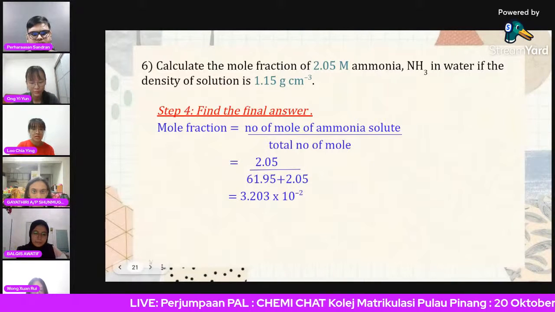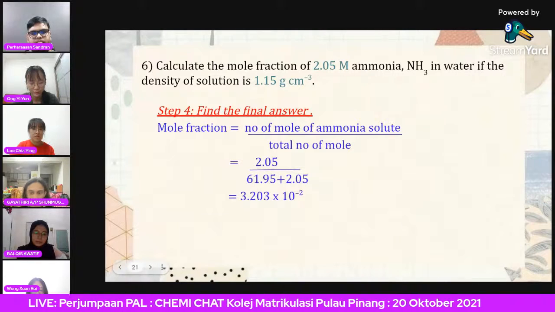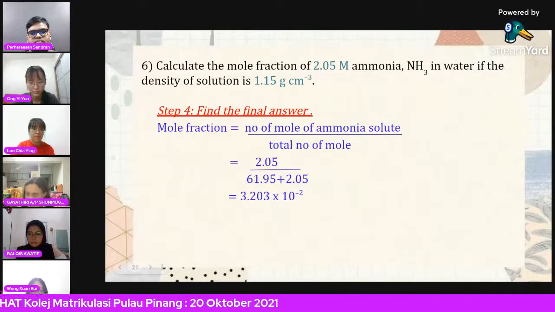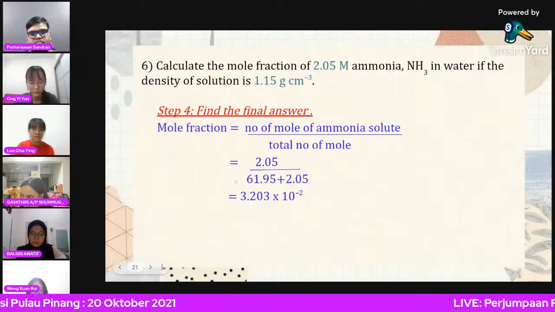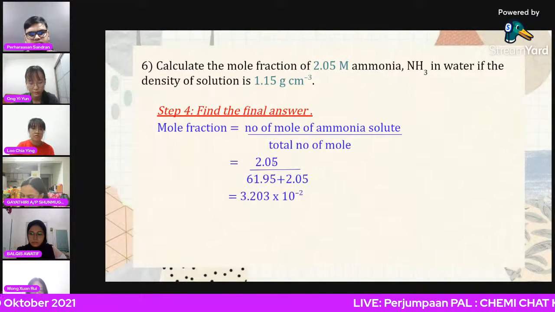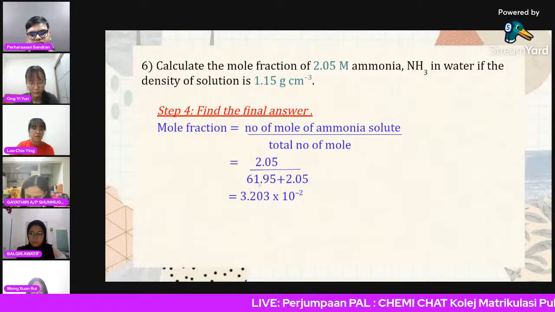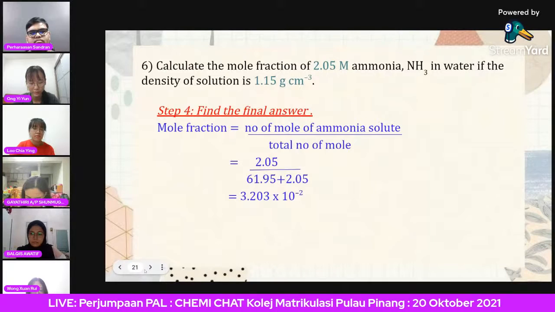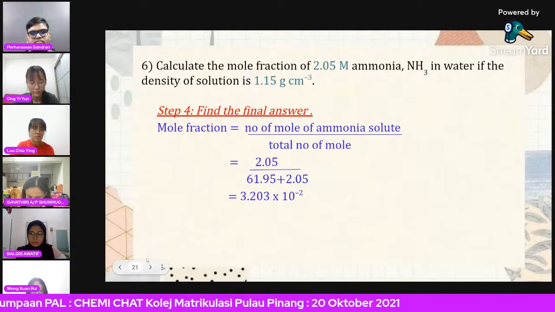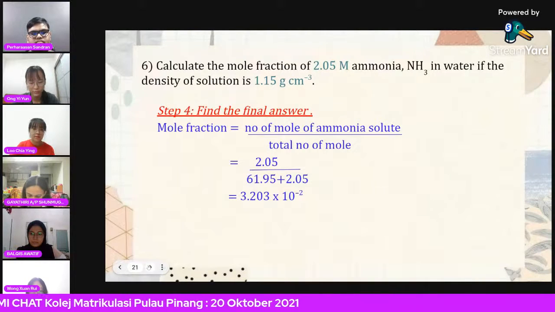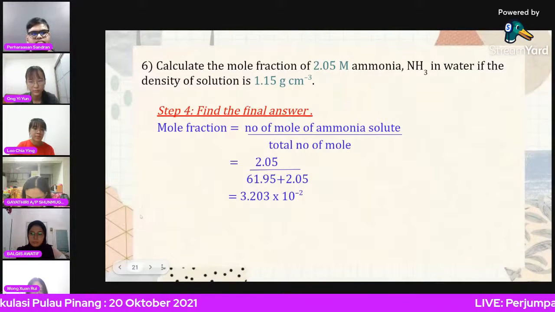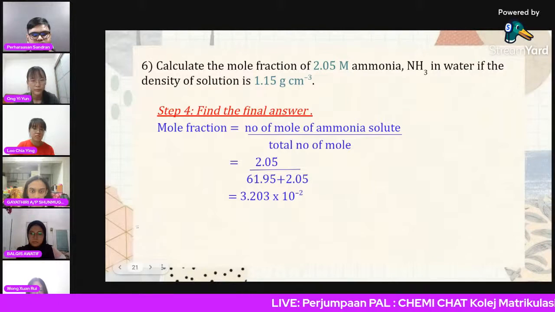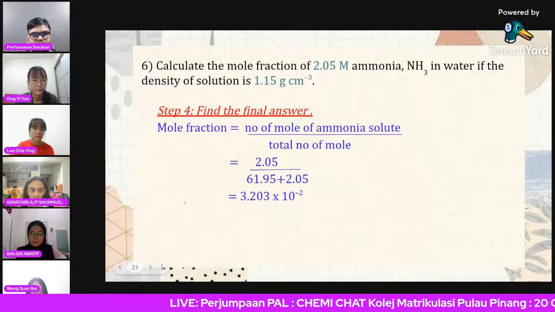The formula of mole fraction is number of mole of solute over total number of mole. The number of mole of ammonia solute is 2.05 mole. The total number of mole is equal to the number of mole of solute added to the number of mole of solvent, which is 61.95 plus 2.05. At the end, we will get the answer, which is 0.03203. We can also write it in the standard form. That's all for question 6.